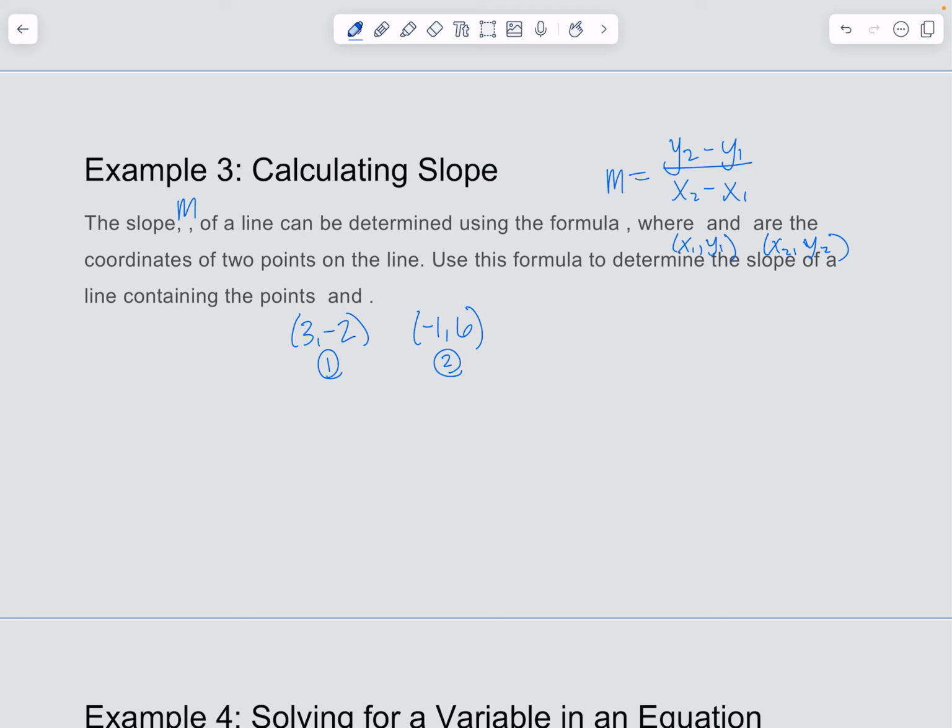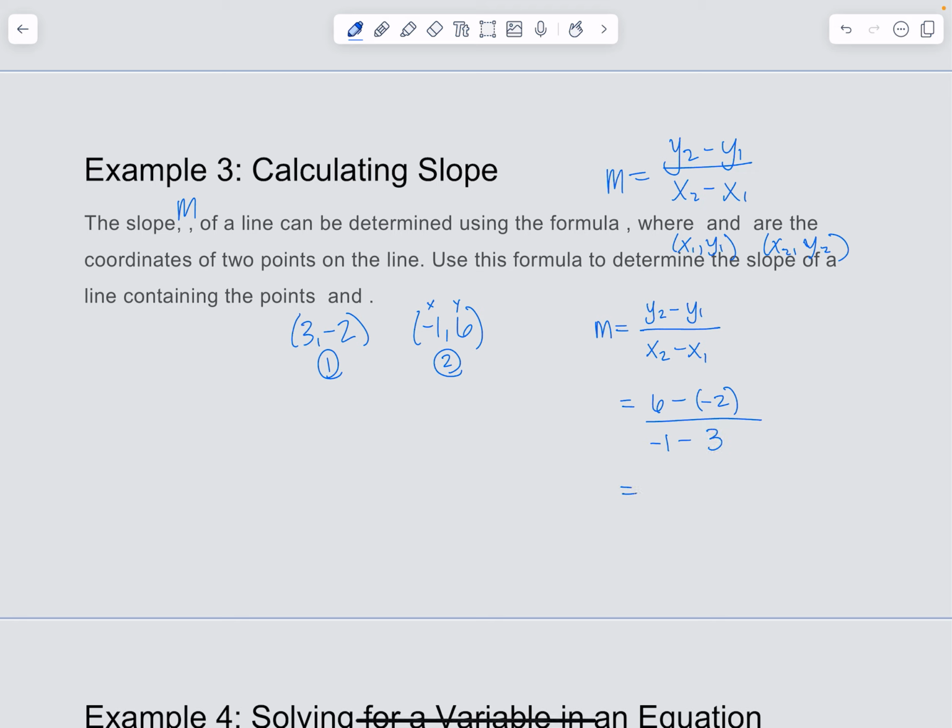And knowing that a point is written x, y, now I know which one is going to be x1, which one's going to be y1, and then which one's going to be x2 and y2. So let's start with our formula. y2 minus y1 over x2 minus x1. We want to fill it in. So y2 is 6 minus y1 is -2, x2 is negative 1 minus x1 is 3.